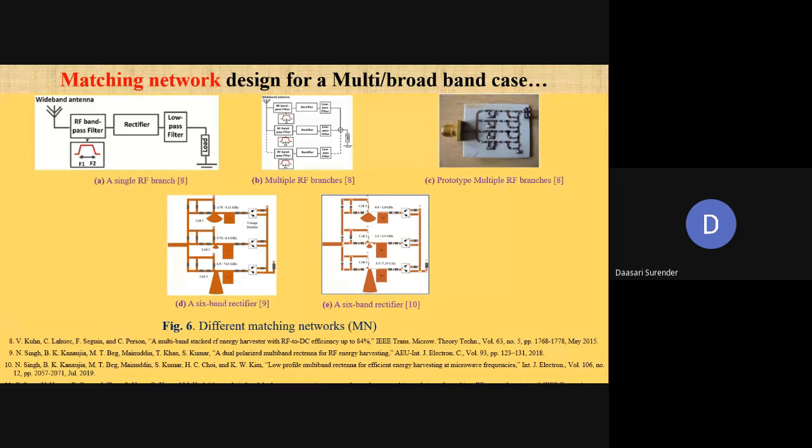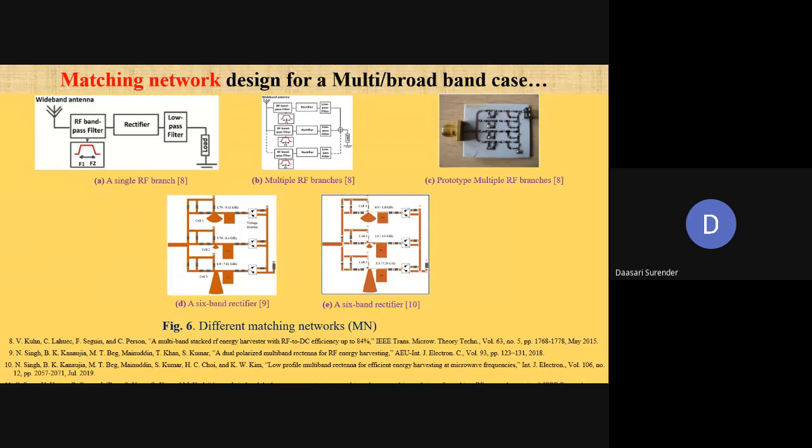So in order to achieve better matching between antenna and rectifier for multiple frequencies in the case of multiband or broadband, the design is split into several RF branches. Each RF branch comprises a bandpass filter, rectifier, and low pass filter. So the matching network is designed with multiple stacked RF branches. Each branch allows a single frequency, so it is easy to achieve impedance matching between antenna and rectifier.